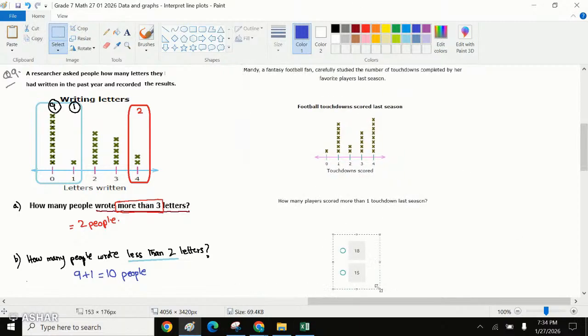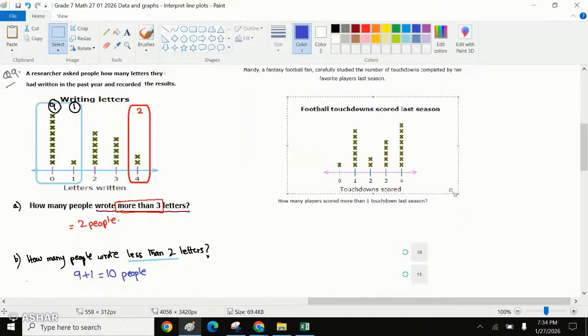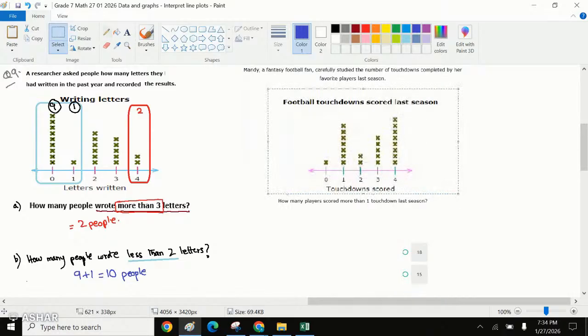Okay, these are the 2 options given to us. I'll just increase the size so that it's more visible to us. Okay, so this is our question number 1 from the test.